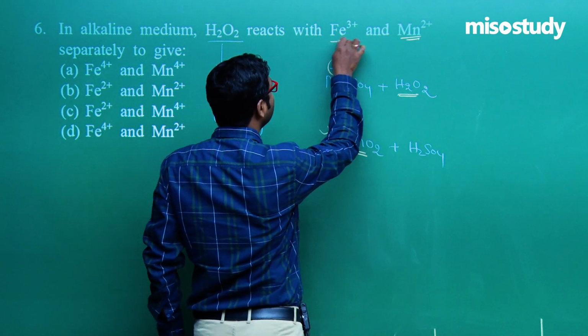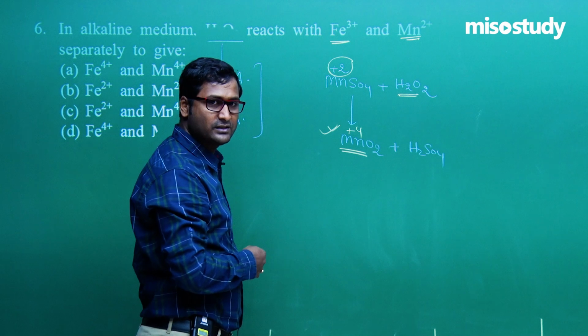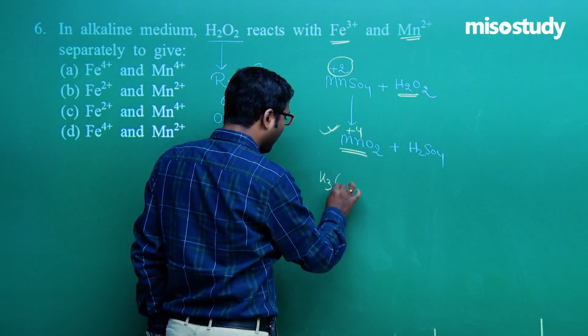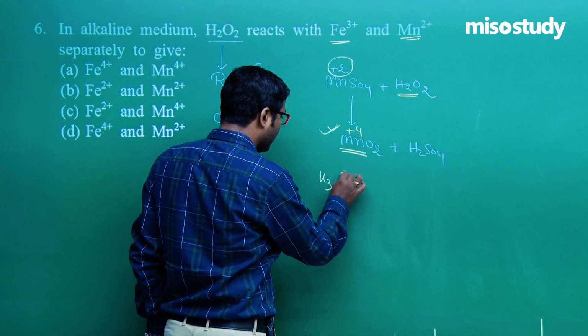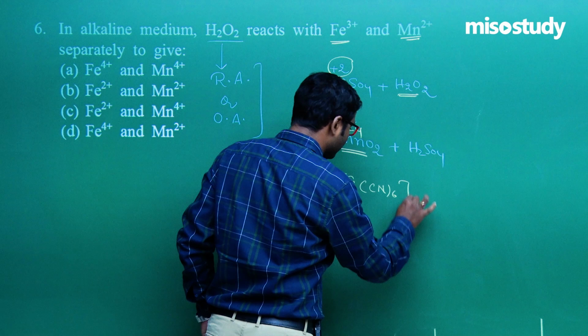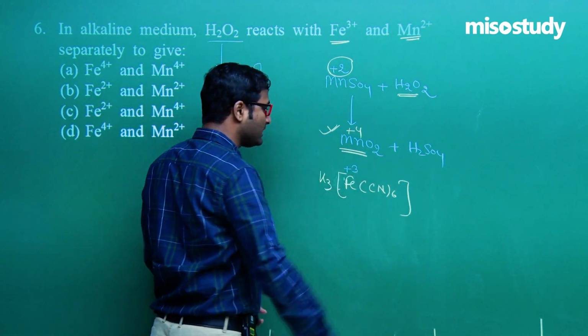Now, Fe3 plus. Now tell me a compound in which iron is in +3 oxidation state. If I write here K3Fe(CN)6. Clear? Here iron is in +3 oxidation state.